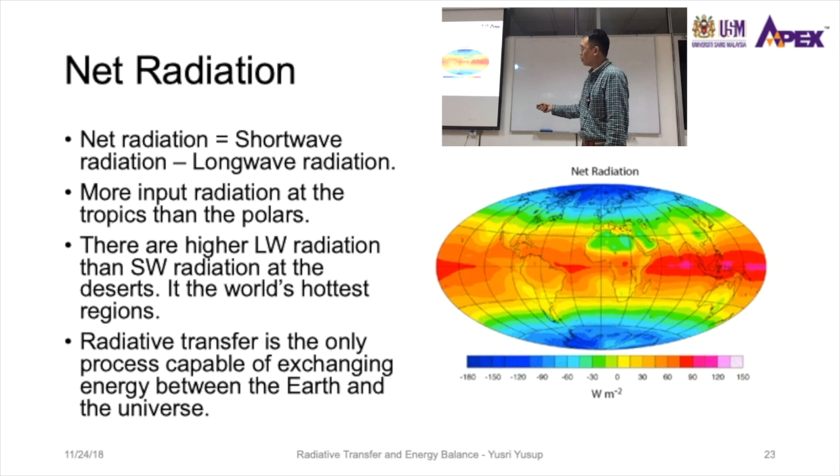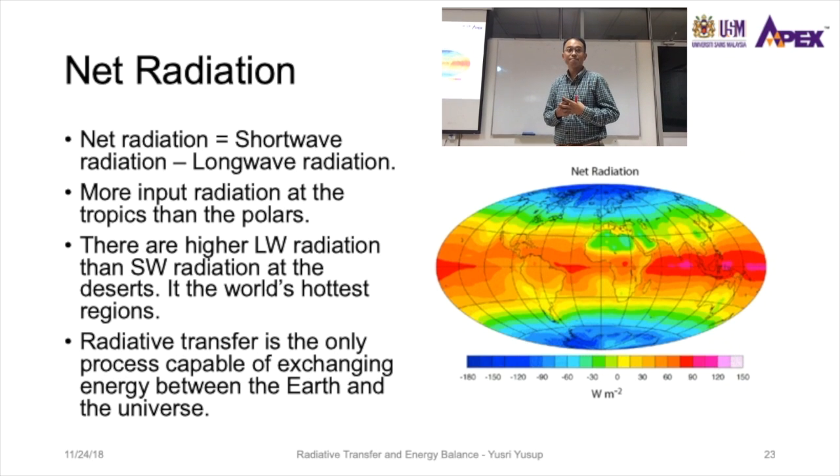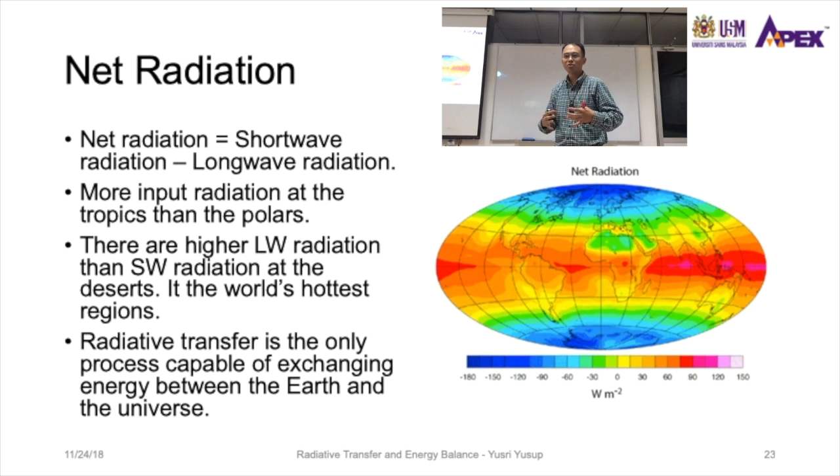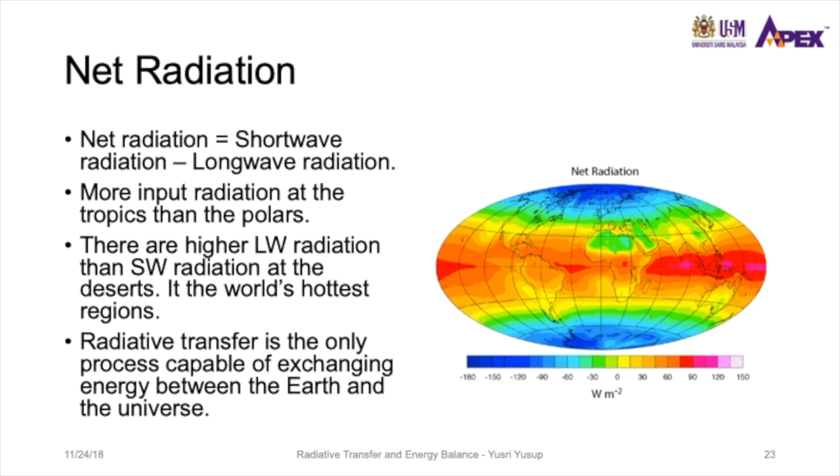This links back to why we study radiative transfer. It is the only way that the Earth and the universe exchange energy. Most of the energy that we have on Earth comes from the sun, so that's the main input of energy to the Earth. If you want to do energy balance, we have to take into account the energy that comes from the sun. This radiative transfer of energy is the only process that transmits energy from outside into the Earth, and that's why we study it. This energy drives the climate, drives the weather, and drives the pollution and so on.